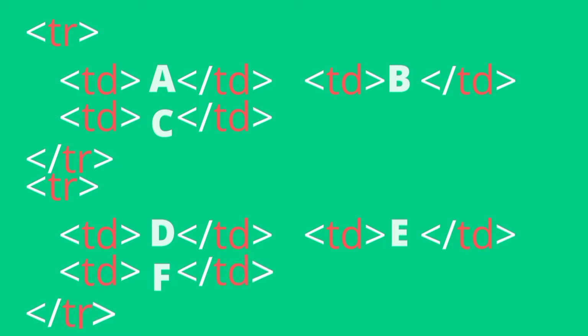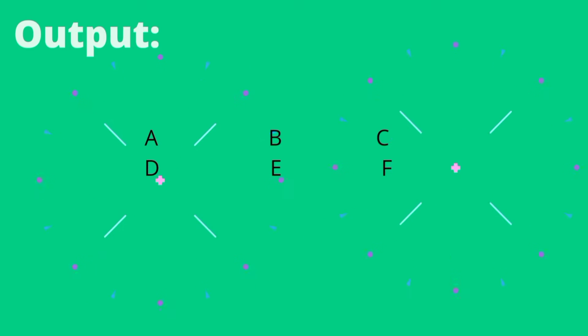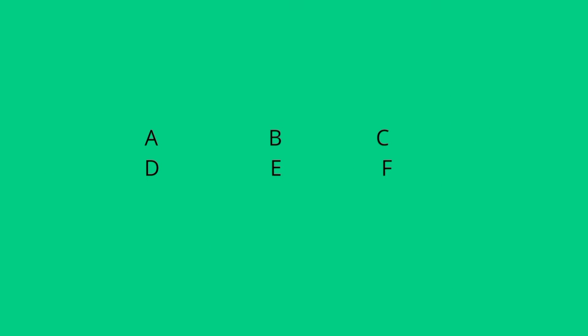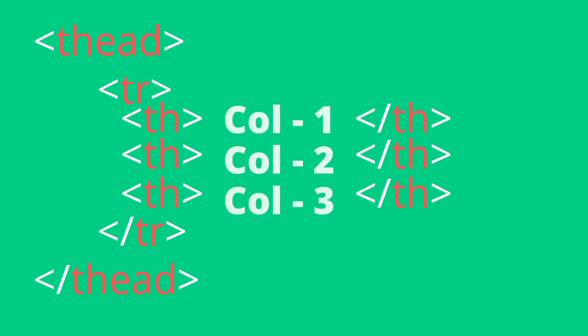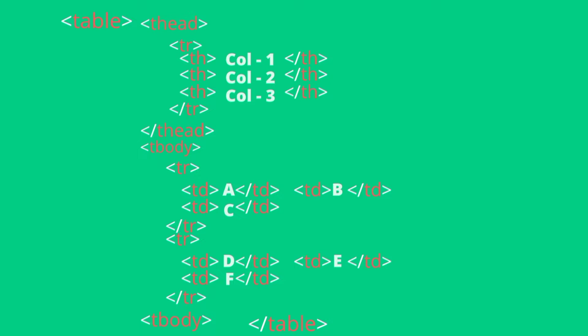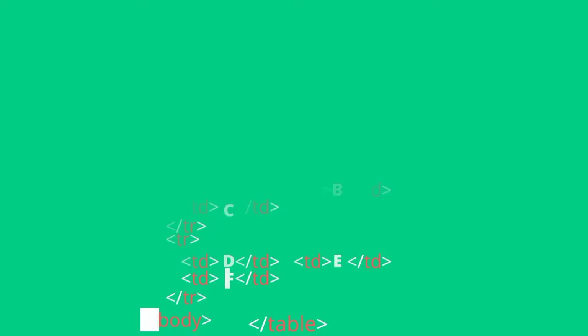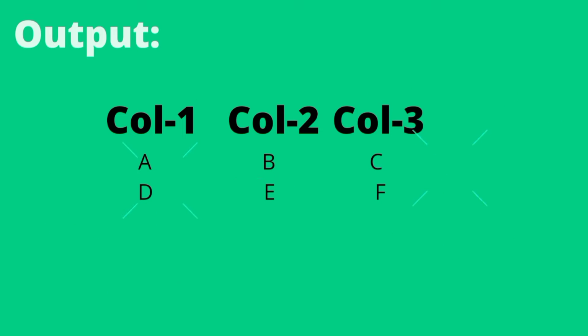This is the first row and this is the second row. Now our output will be like this: A, B, C in the first row, D, E, F in the second row. Inside table head tag, instead of table data TD, we have to give TH to mention it as a header. If we run this entire table, our output will be with the heading of column 1, 2, 3 and the elements A, B, C in the first row, D, E, F in the second row.